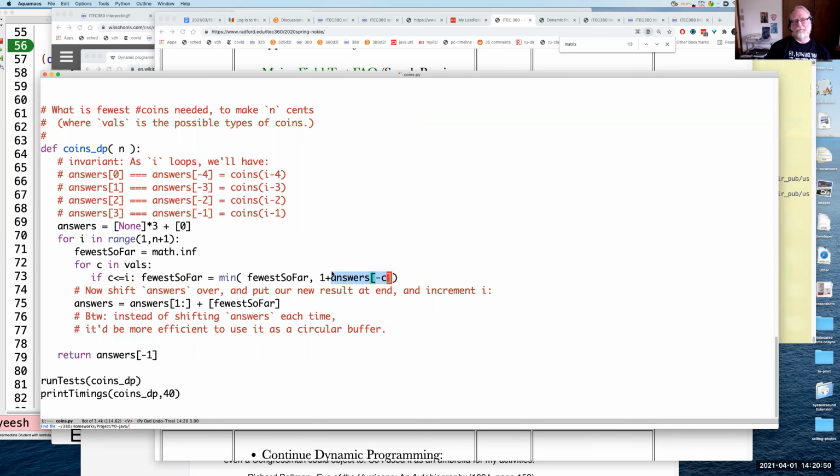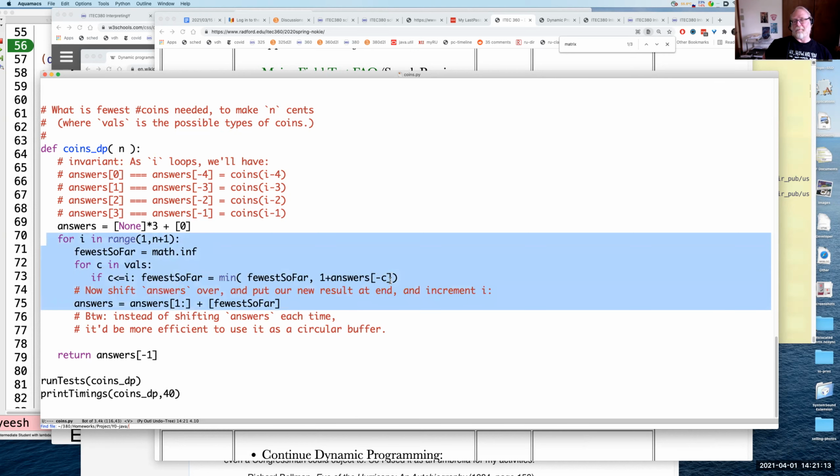In Java, I'd have to write it a little differently. I wouldn't use the negative indices. I'd replace wherever I say -c with 4 minus c. So that would be the same code in Java, I guess. Anyway, this loop looks the same, except that my index is only going to index one of the 4 most recent places, and I'm only going to keep the most recent 4.